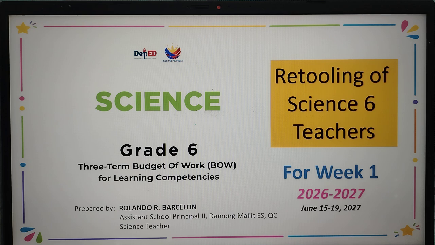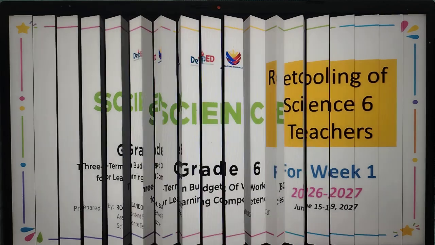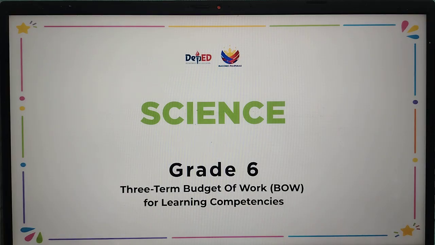Okay, so welcome to this science way of learning. We are going to learn Science 6 the easy way, the best way, and the most exciting way later on. So once again, welcome to Science 6. We are now observing the three-term budget of work or the BOW for learning competencies for school year 2026-2027.